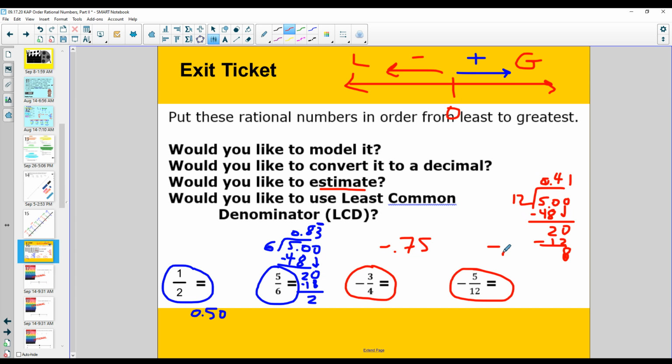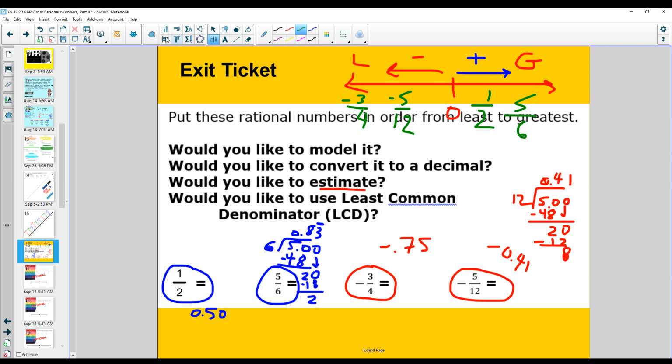So it's negative 0.41. Which one of these is the least? Which one's farthest from 0? This one, 75. So negative 3/4 is the least. Then negative 41, that's 41 units back, while this is 75 units back of 0. So that's negative 5/12. And then which one is less, 1/2 or 5/6? 50 is less than 83, so 1/2. And then we have 5/6. That's one way you could have done it.